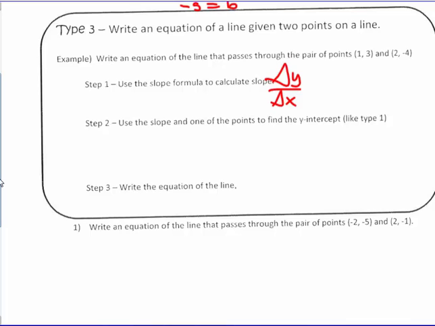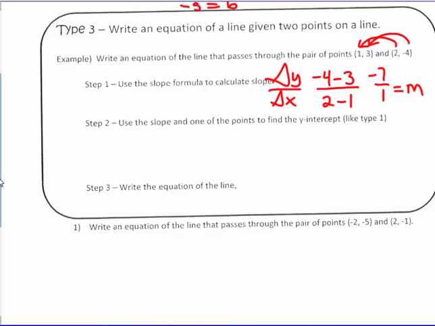So I have a choice on what x and y I want to put in. Write an equation of a line that passes through the pair of points 1, 3 and 2, -4. So my delta y over delta x, I'm going to do this order: -4 minus 3, my y values, over my x values, 2 minus 1, and I get -7 over 1. That's my slope, that's m.